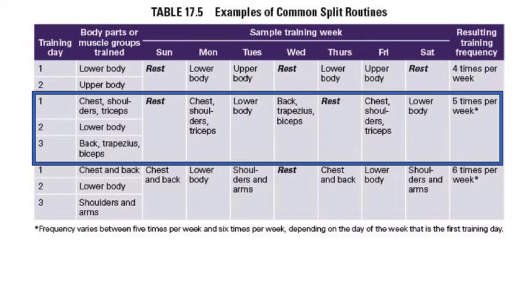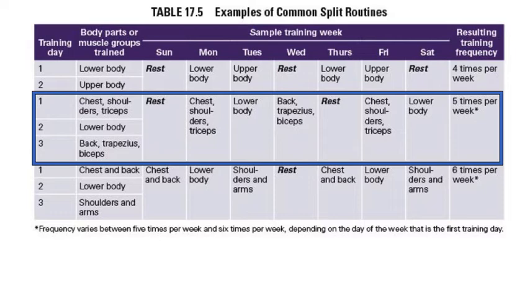So we have chest and back, followed by lower body the next day. Then the next day is shoulders and arms, one rest day midweek on a Wednesday, and then we have chest and back, lower body, shoulders, and arms. So this allows for 6 days of resistance training per week with 1 day rest.